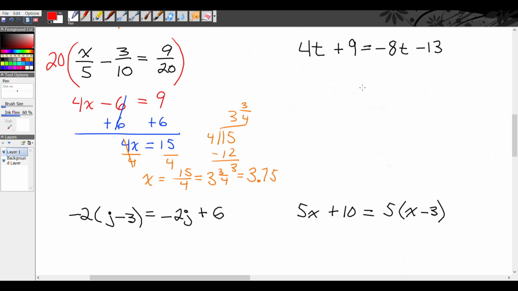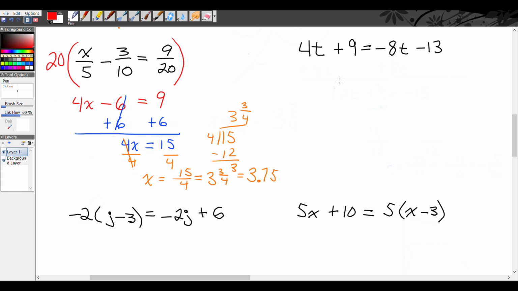Because remember, the goal for solving an equation is to isolate the variable, which means to get it alone on one side of the equation. So we have to get rid of one of these. And the easiest path is always to eliminate the variable of lesser value.